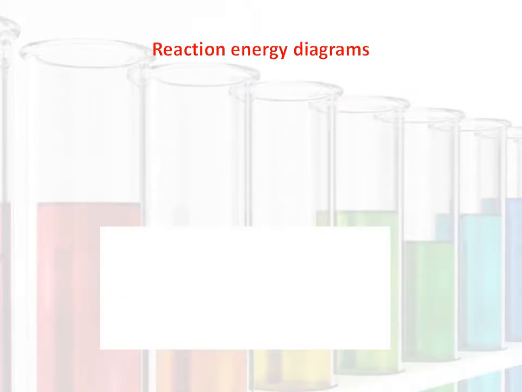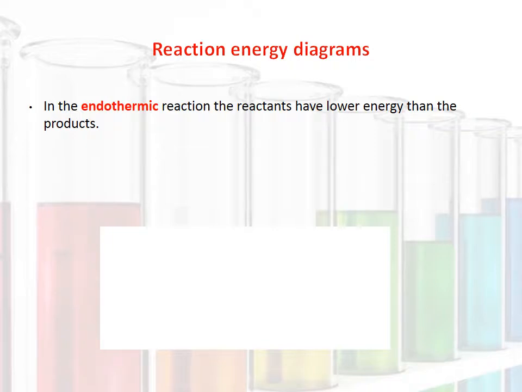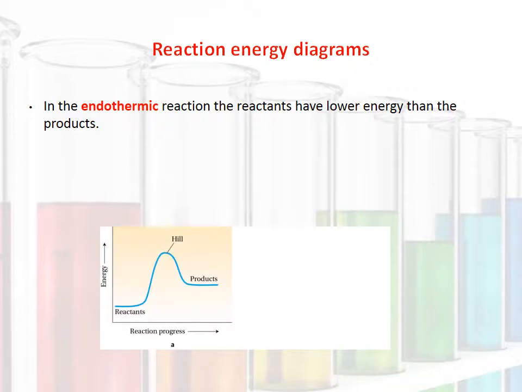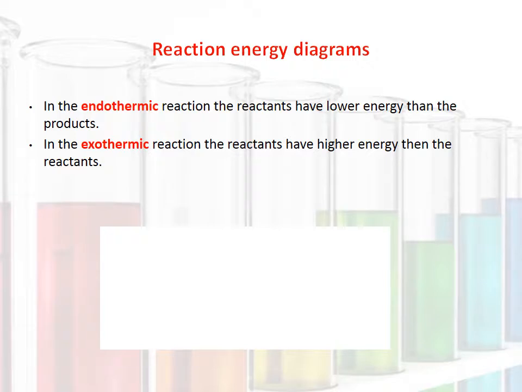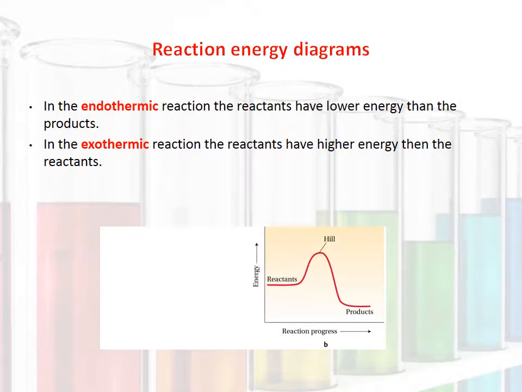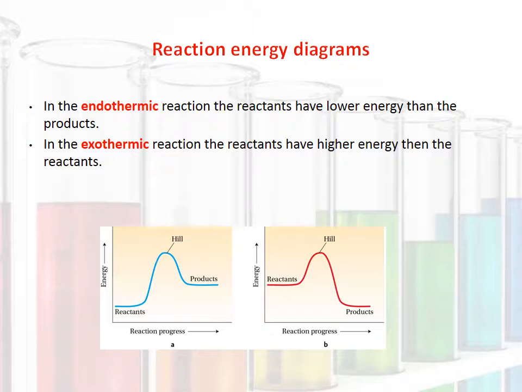So let's look closer at these reaction energy diagrams. If the reactants have lower energy than the products, this is termed an endothermic reaction. And an endothermic reaction is shown on the left-hand side of the panel below. If, however, reactants have higher energy than the products, this is an exothermic reaction, and this is shown on the right. You can see that products are lower than reactants. Now we can compare the two shapes of these curves. Endothermic on the left, products have higher energy than reactants, and exothermic on the right, where products have lower energy than reactants.